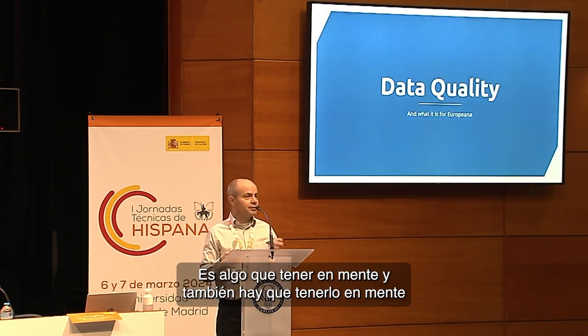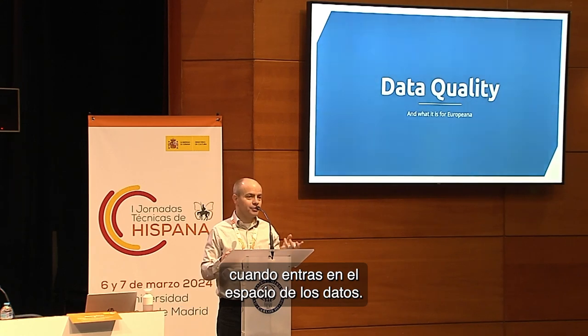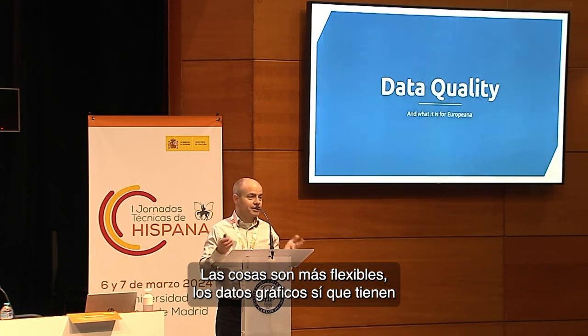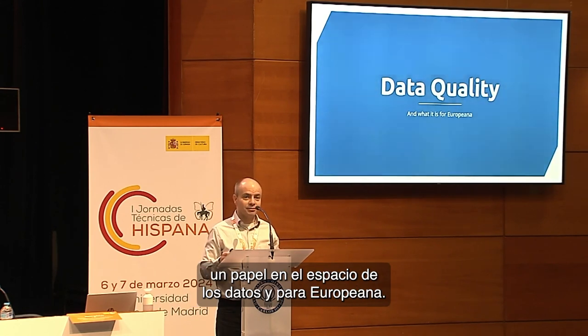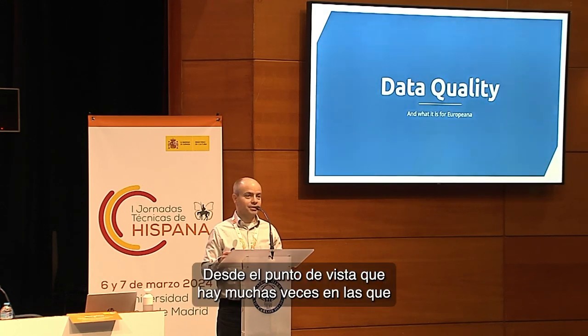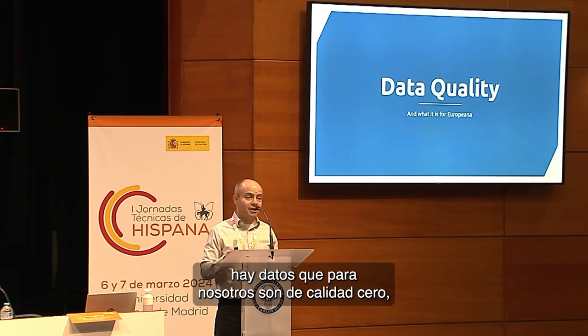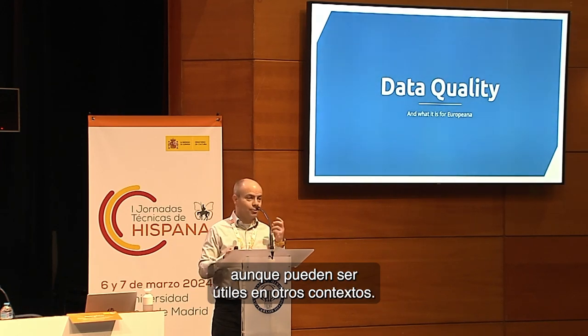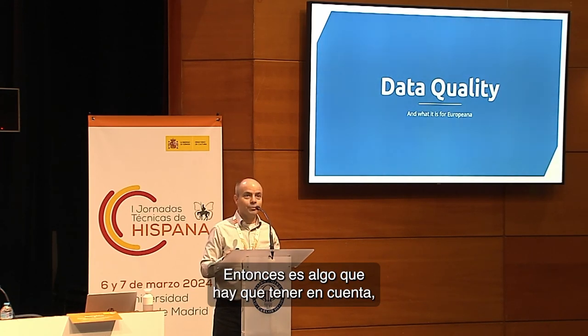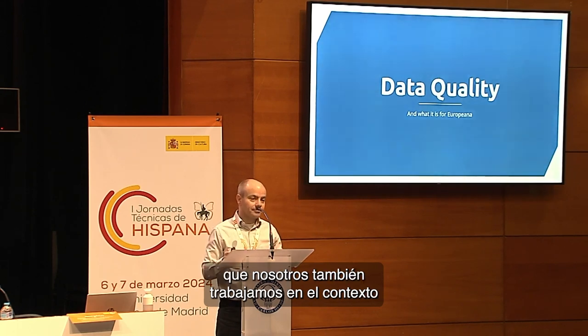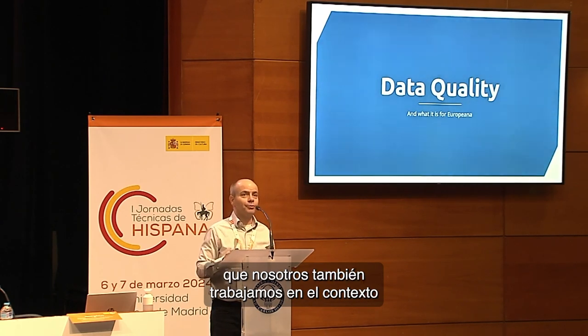And there's also something to keep in mind when we go into the data space: things may become more flexible. Like bibliographic data, as I've said before, will play a role in the data space. And for Europeana, as it currently stands, this would be tier zero. Like, this would be basically the worst quality ever, which is actually not the case. Bibliographic data are useful, just not for Europeana as it currently stands. So that's always something to have in mind. So we work currently with our setup of how we work these days.